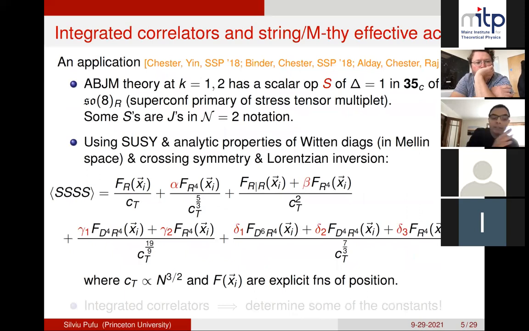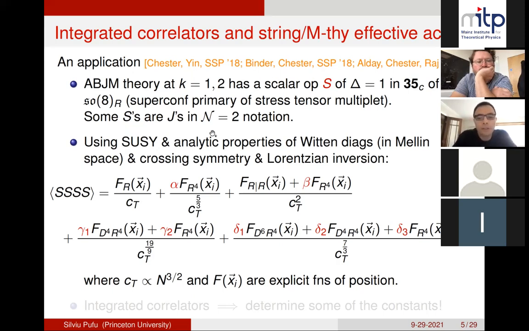Now, independently of what I said before, using conformal symmetry and supersymmetry and analytic properties of Witten diagrams in Mellin space and crossing symmetry and the Lorentzian inversion formula, one can actually find an ansatz for the correlation function, for the 4-point function of this operator S at strong coupling. So in the 1 over N expansion. Here I wrote down the 1 over N expansion. I wrote it in terms of c_T, which goes like N to the 3/2. c_T is the coefficient in the stress tensor 2-point function.